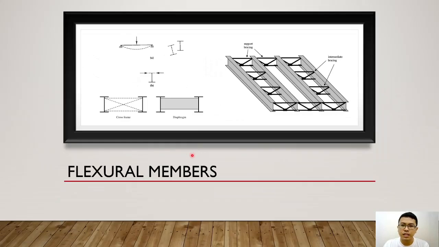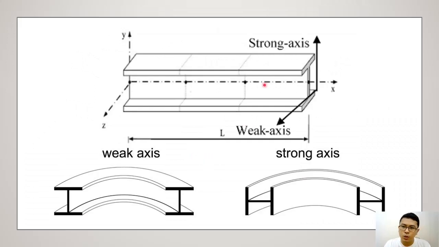Okay, so let's now proceed with the bending. If this is our beam, this is the strong axis, and this is the weak axis. Now, if the bending is like this, that's how it is bent. This is bending about the weak axis. So it's being bent about an axis that is parallel to the web. If the bending is like this, this is bending about the strong axis. Notice the difference in the two, the orientation of the bending.